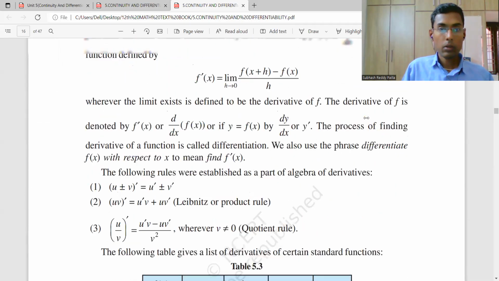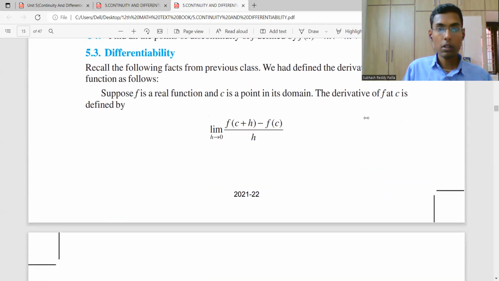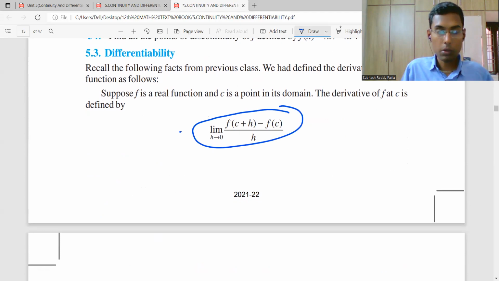So first, what we discussed is differentiability. First, what we discussed was that first principle. We know that by first principles you can find f dash of c, the differentiation of f of x at c. That limit h tends to 0, f of x plus h minus f of x by h, with c in the place of x. This is the derivative at a point c.